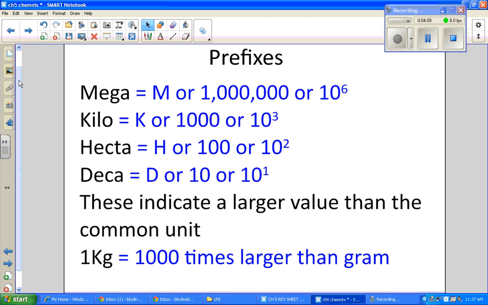Alright, now with units, you can put prefixes in front of them. And this first set of prefixes, you'll notice that all the letters are capital. These are larger than the common unit. So mega is 1,000,000, capital M. Kilo is 1,000, capital K. Hecta is 100, capital H. And deca is 10, or a capital D. So what I need you to understand is not necessarily these numbers, because you'll have them on the pink sheet that I provided, but what that letter actually means. So if you look at 1 kilogram, that capital K before gram means you have 1,000 times more of something than the gram itself. So these are larger units.